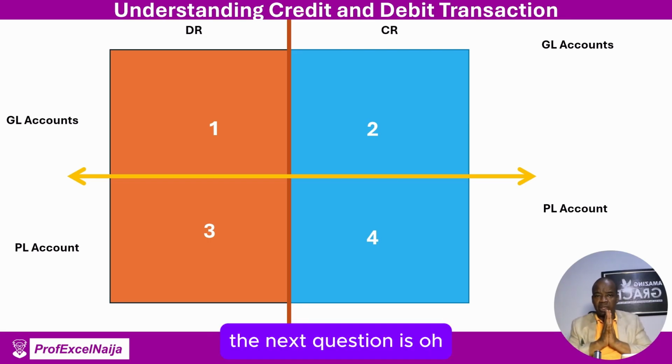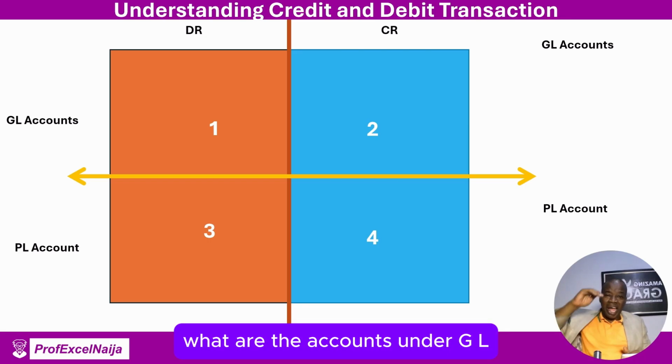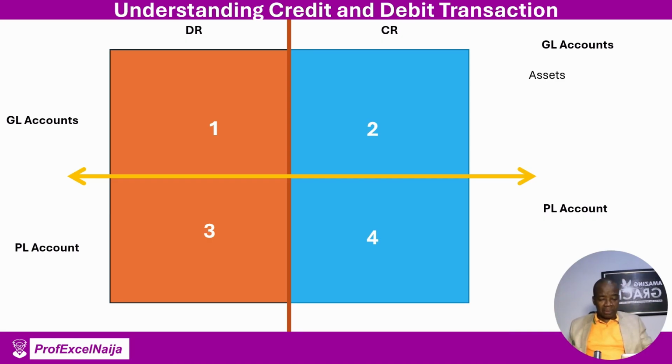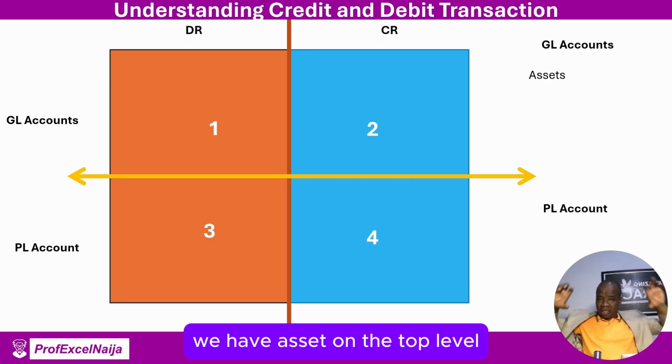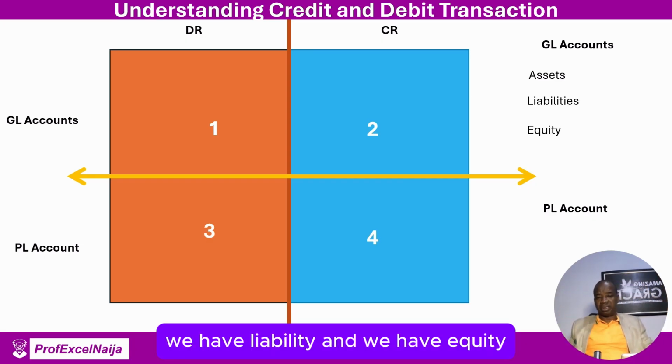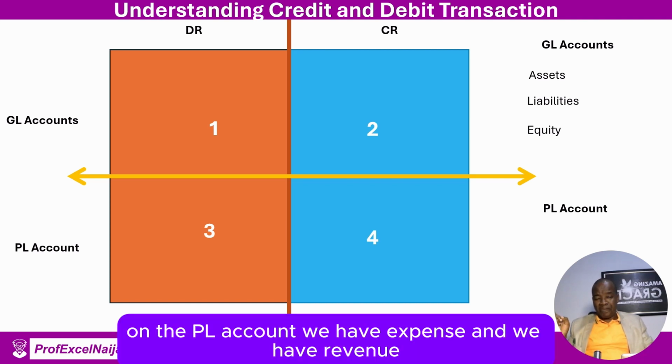The next question is, what are the accounts under GL? And what are the accounts under PL? We have asset on the top level. We have liability and we have equity. On the PL account, we have expense and we have revenue.